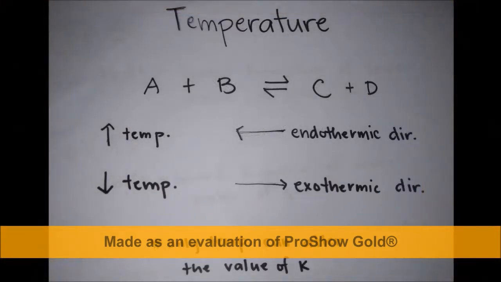If we consider heat as a component of the equilibrium system, a rise in temperature occurs when heat is added to the system, and a drop in temperature occurs when heat is removed from the system. Therefore, a temperature increase favors the endothermic direction, and a temperature decrease favors the exothermic direction.